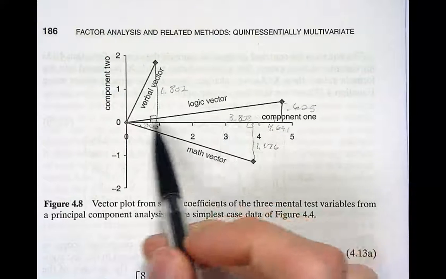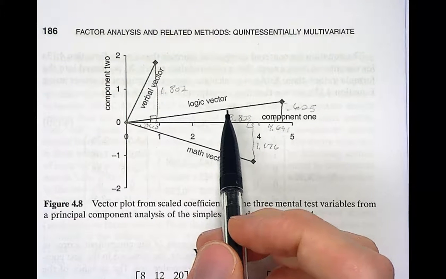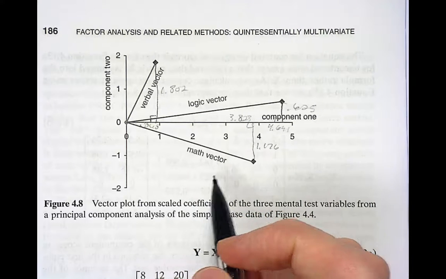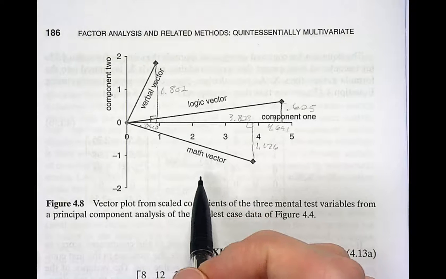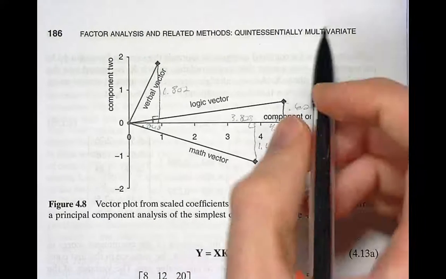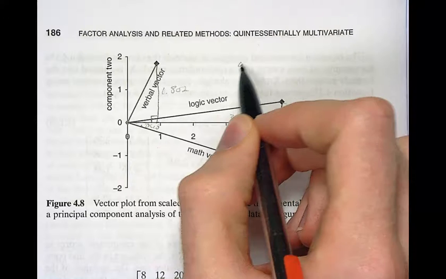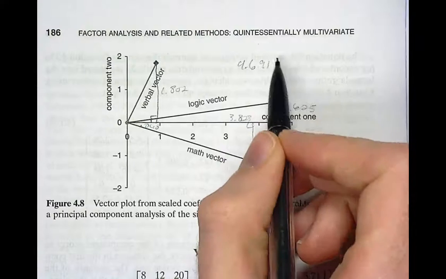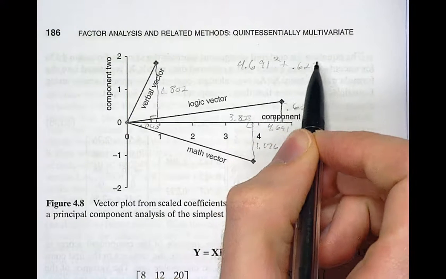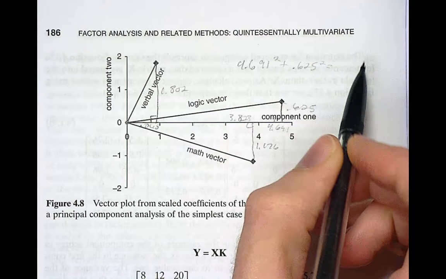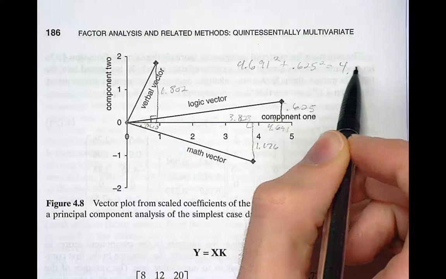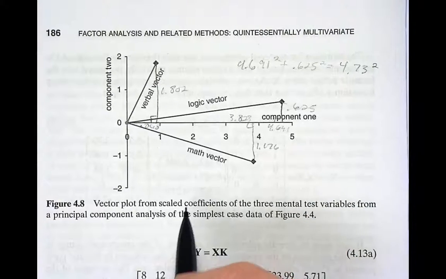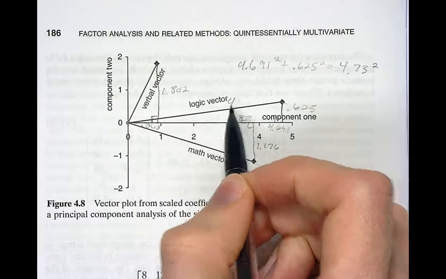Now if you wanted to know the length of these three vectors, they can be calculated using the Pythagorean theorem. So let's take, for example, this last one that we did. If we do 4.691 squared plus 0.625 squared, we do in fact, if my calculations are correct, get 4.73 squared. So the length of this one would be 4.73.